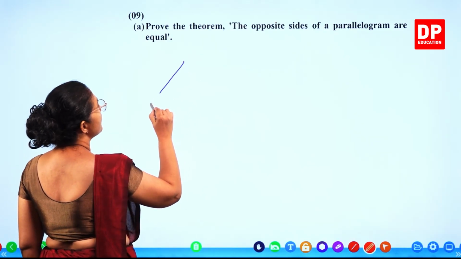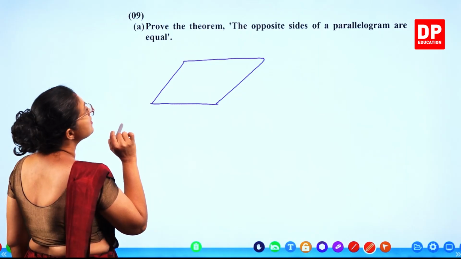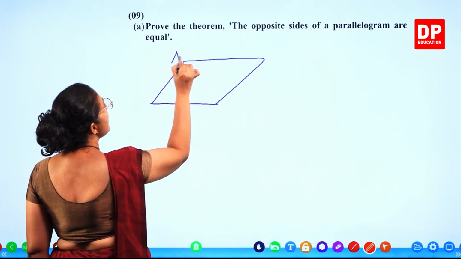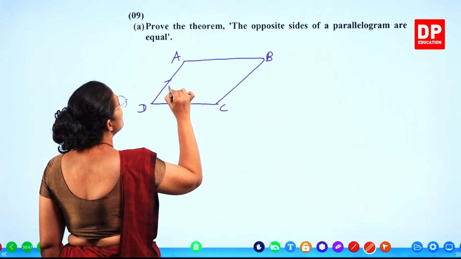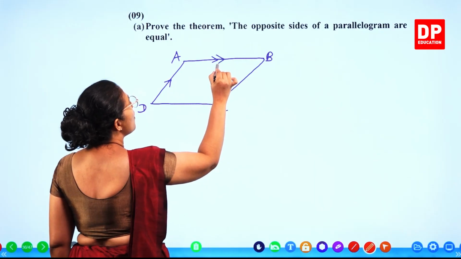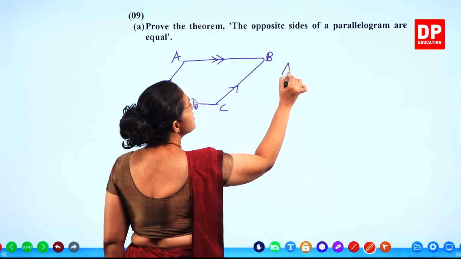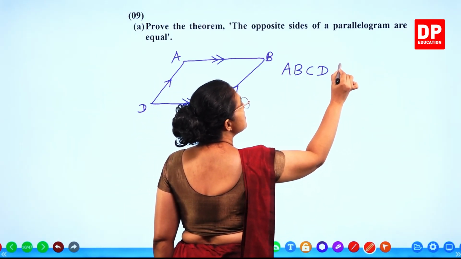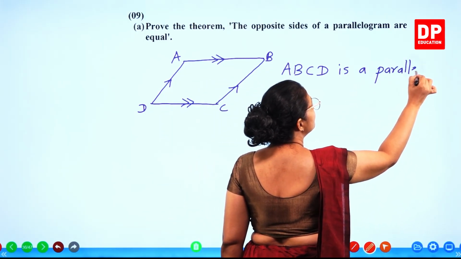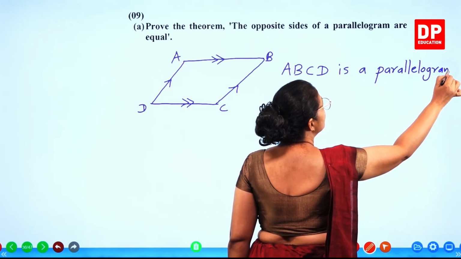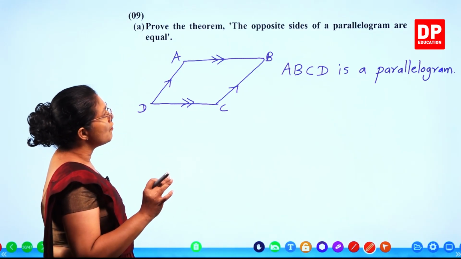So we need to draw the diagram and mark the points. So you can take any point. So I'll take A, B, C, D is a parallelogram. So what do you know about the parallelogram? Opposite sides are parallel. So I can write first, ABCD is a parallelogram. Then what do you have to do? Prove that the opposite sides of a parallelogram are equal.